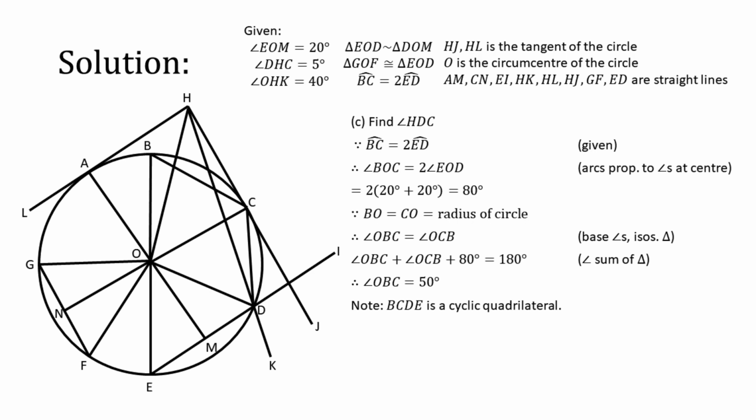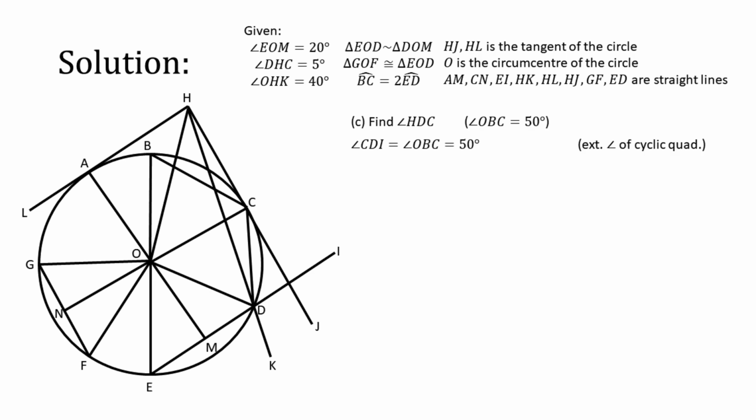Then, with the basic reasoning of the angle sum of a triangle, we get that angle OBC is 50 degrees. We need to note here that BCDE is a cyclic quadrilateral since all points are touching the circle. With the results from the previous board, we get that angle CDI is equal to angle OBC, which is 50 degrees. And now, we are a step closer to the final answer.